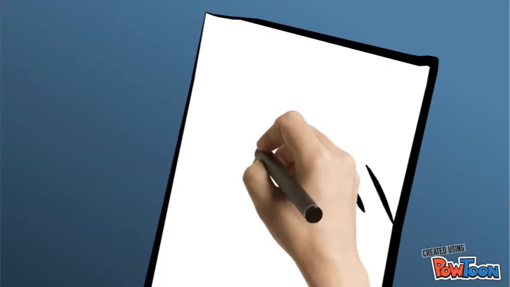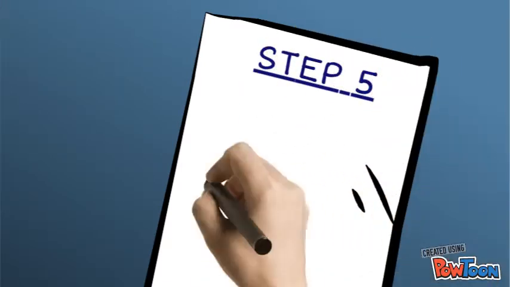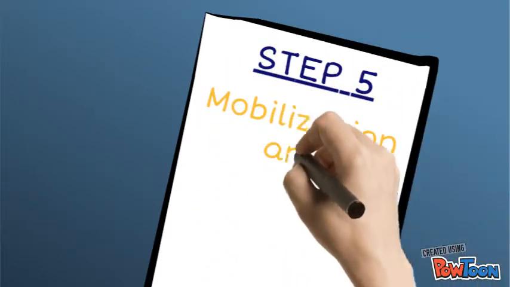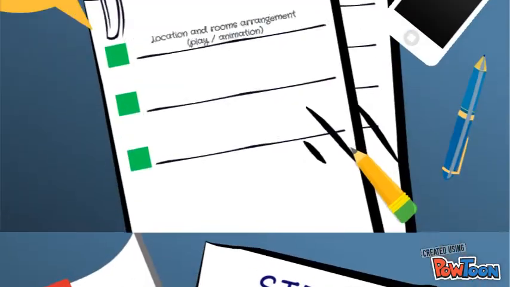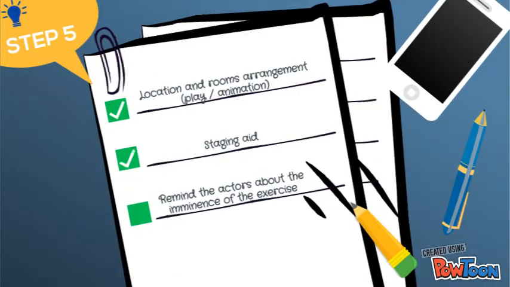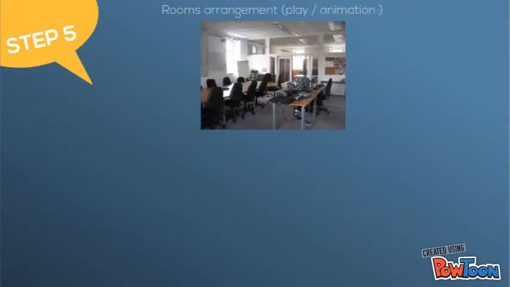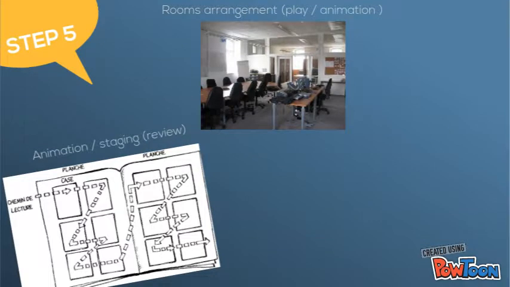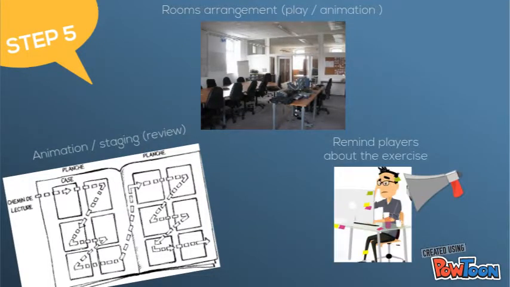Step 5. Mobilization and reminders. You have now to check that everything and everybody is ready in the situation and animation. Once again, think about room arrangement. The staging is revised with all the actors of the animation team. Remind them of the instructions and in particular the capacity for improvisation. Don't forget to remind all the participants of the holding of the exercise.